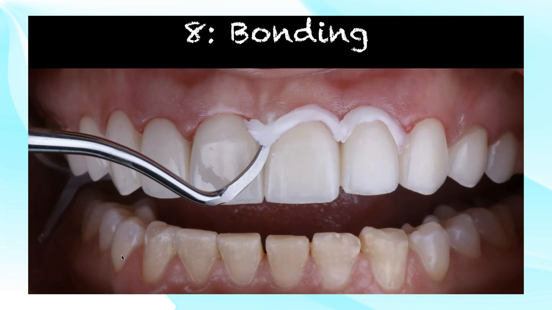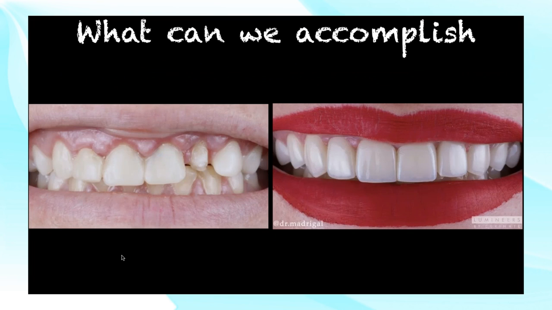So why do we care about our technique? Why do we care about having a high quality lab do our crowns, do our veneers? The reason for that is because we can go from this to this. So this is a patient that came to my office. She had some ceramic veneers, and not that there's anything wrong with ceramic crowns or ceramic veneers, but as dentists, we can trim and plan something that's definitely going to be a lot better than this.